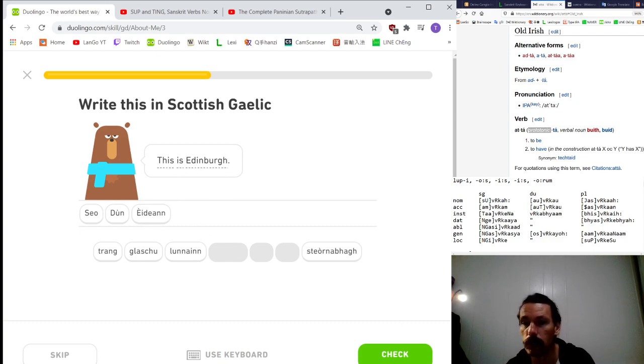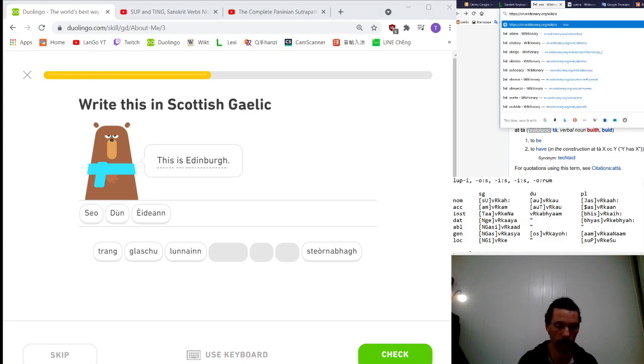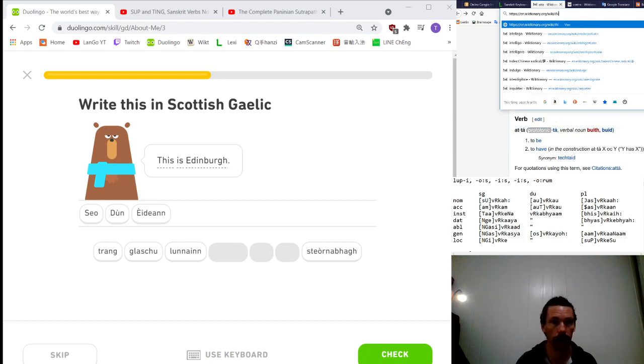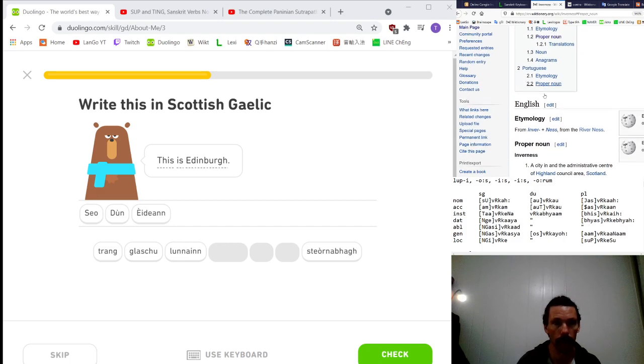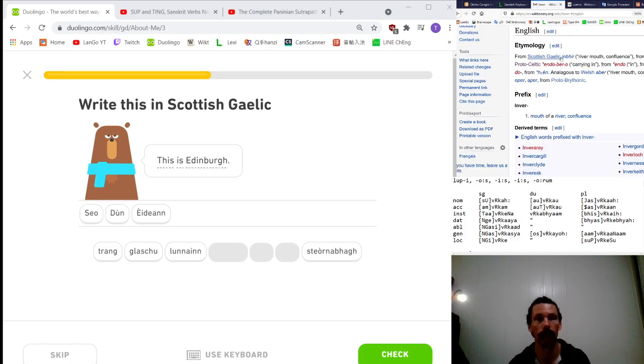What is the suffix on Inverness? If the root is Inbhir, right? Maybe this will tell us. Don't know offhand. Oops, etymology, Inver, the river. Inver, river mouth confluence, inber, indber, endobero, carrying in. How cool. So this is like a word like stirrup. Starts out as a compound, nice and transparent, and then with sound changes happening, wears down into a single new stem.